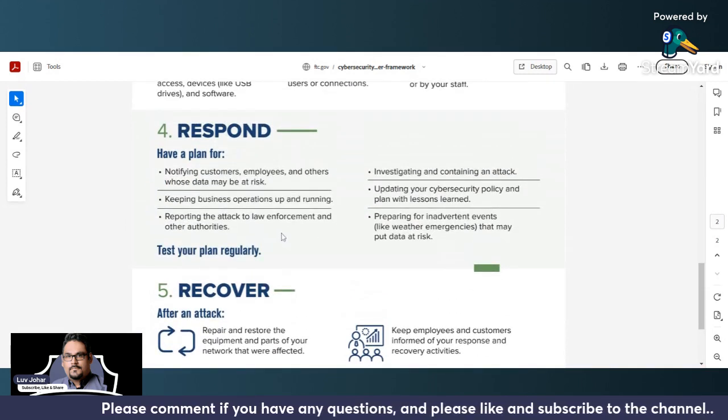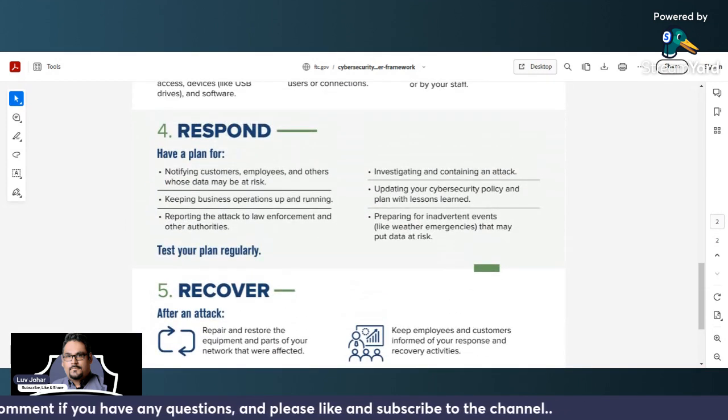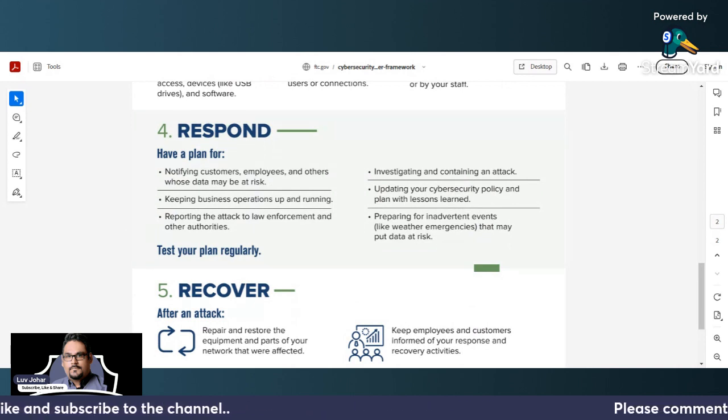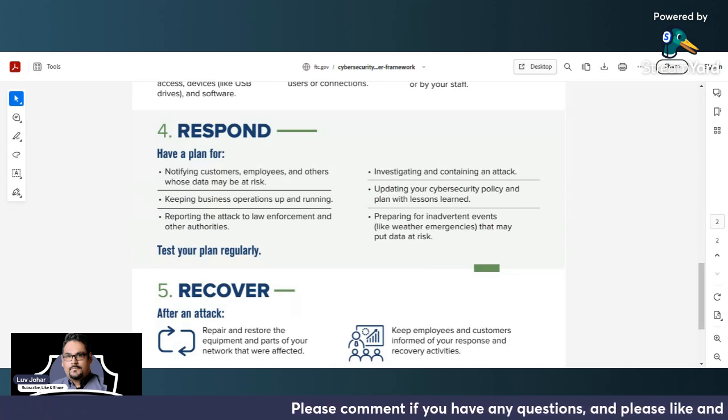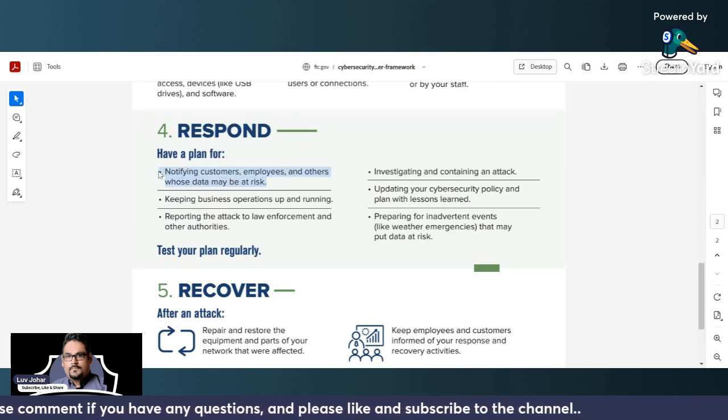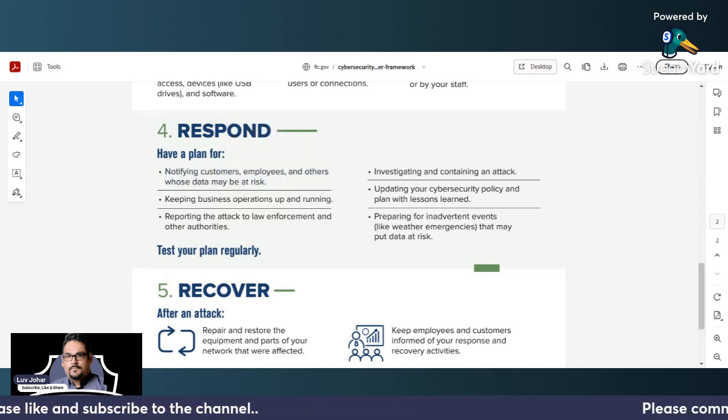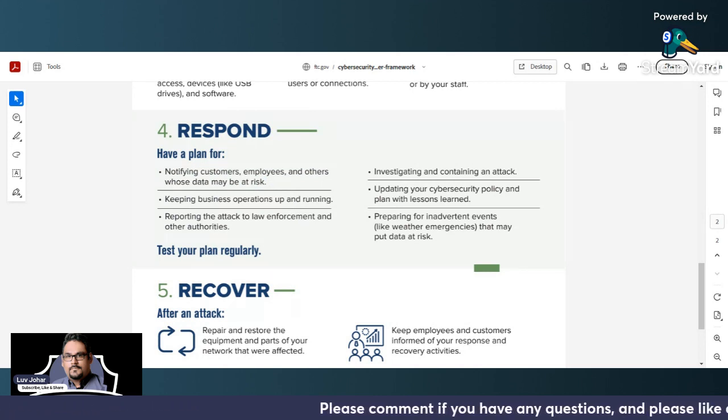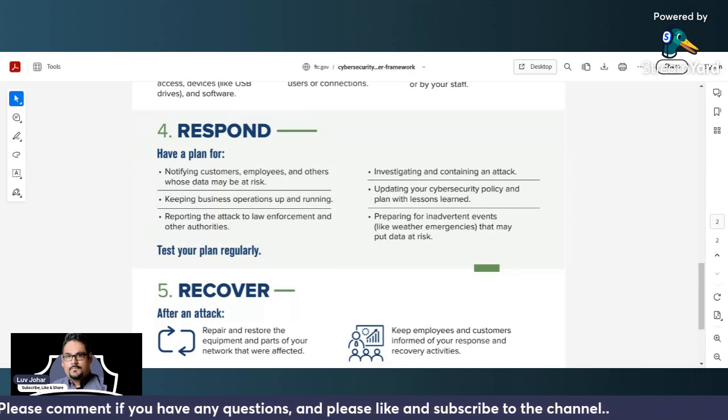Respond is, let's say something has happened, and now you are trying to mitigate, you are trying to reduce the impact. So that comes under respond. For that, you have to prepare in advance. As I said, you have to plan for this. You should have a plan for notifying your customers, your employees, and other stakeholders. Let's say there is a breach in the organization. So you need to have notification mechanisms in place. Who will notify whom? What sort of communications will happen? What will be the forms of communication? All this has to be documented in advance, so that it can be done at that time.